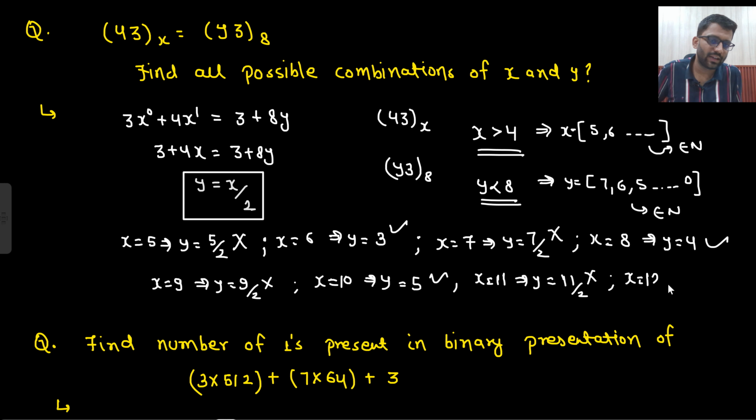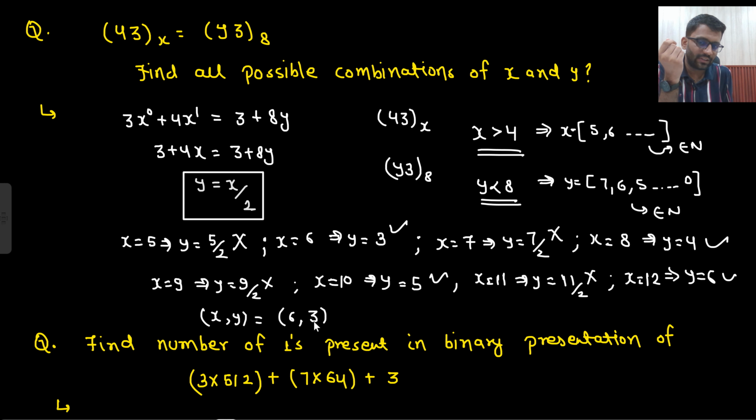And if x equals 12, so in that manner we will go. So you must have got the idea, right? If x is 5, then it is not acceptable. So I am writing in xy order. So if x is 6, then y will be 3. X is 6, y will be 3, that is acceptable.